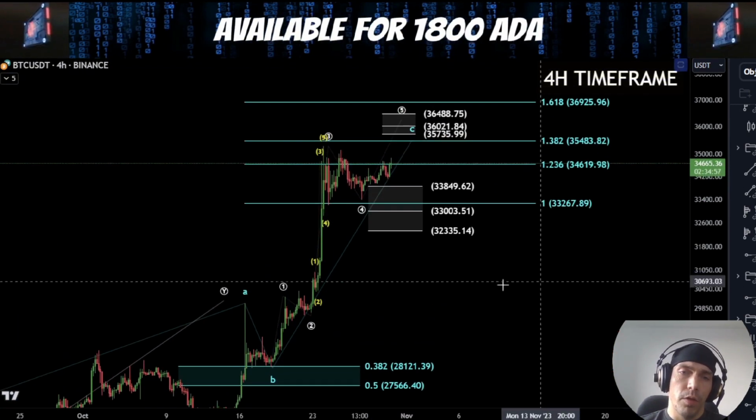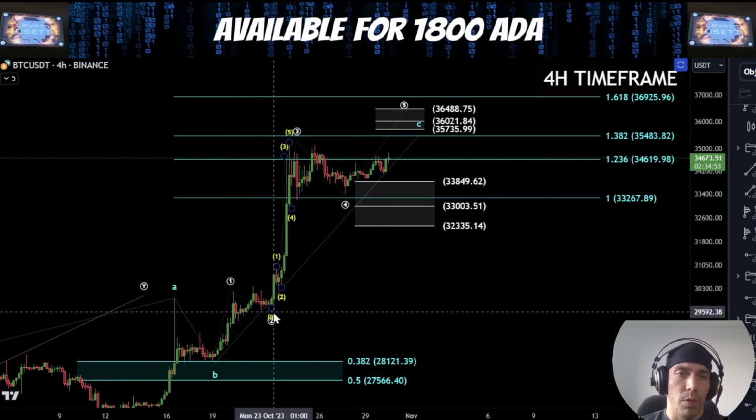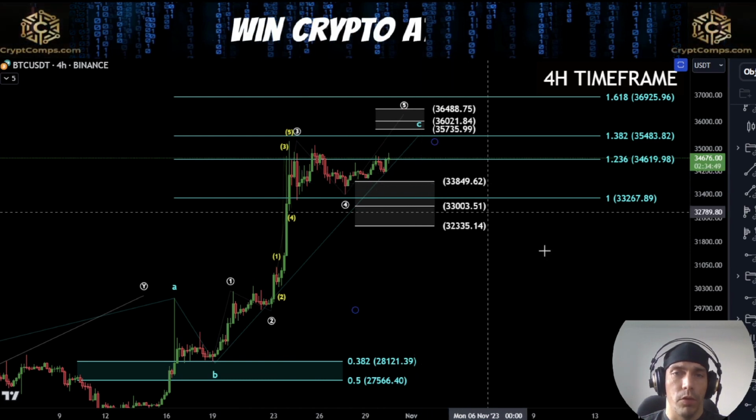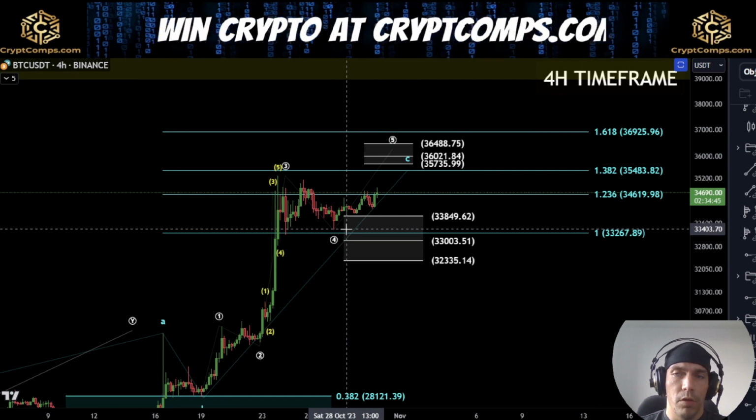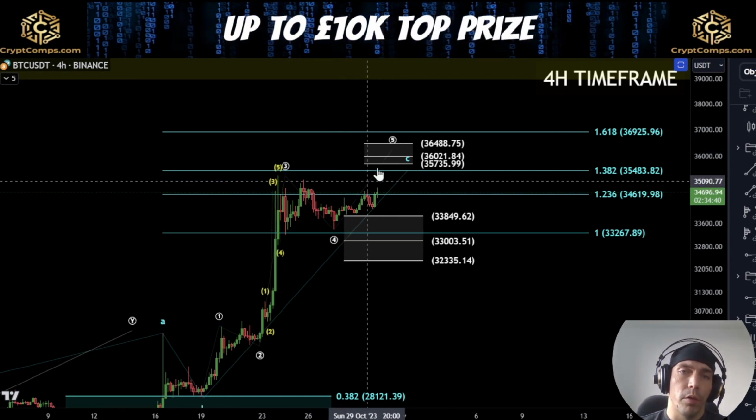Now, within this idea of this being a C wave to the upside, what I'd be looking for is that this could be 1, 2, 3. We're looking for a fourth here. We have come into this typical zone, and we could be then looking for this fifth wave to the upside. So as long as we continue to hold this 33,403, we could potentially be looking for this fifth wave up.